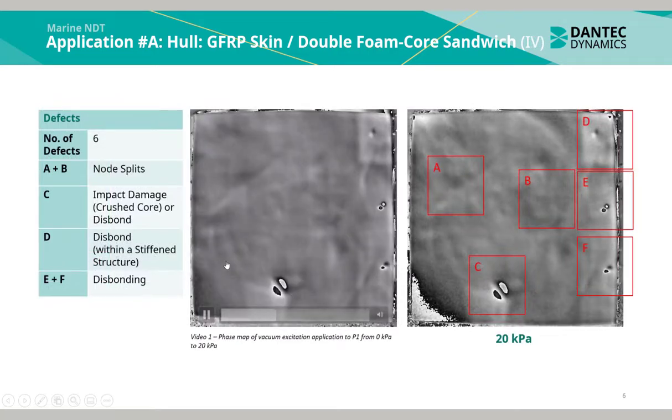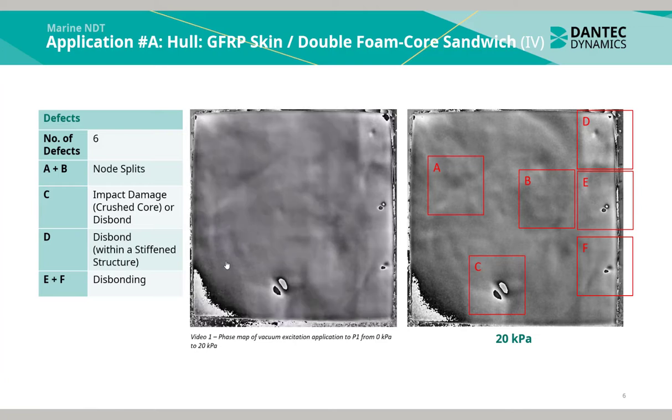Here is a video of the phase map for the vacuum excitation application to panel 1 from 0 kilopascals to 20 kilopascals. On the right we see the indication of multiple defects. Figures A and B indicate node splits. Figure C indicates impact damage, specifically being a crushed core or possibly a disbond.